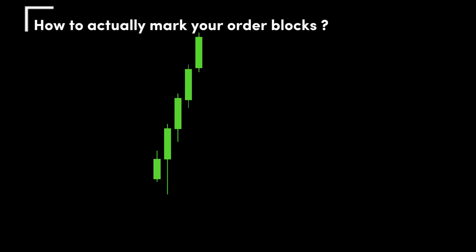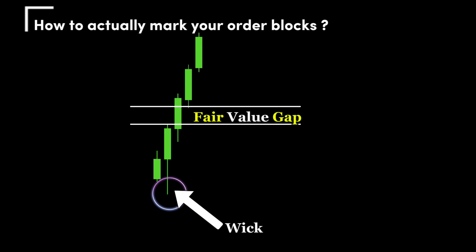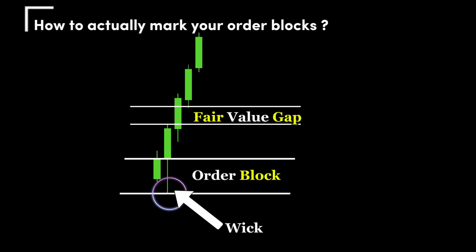Here's an important detail. Sometimes you'll see a wick grab liquidity just before the imbalance occurs. In that case, make sure to include the wick as part of the order block zone. That wick often represents the real starting point of institutional activity. And when that happens, your stop loss should always be placed below the wick for protection.